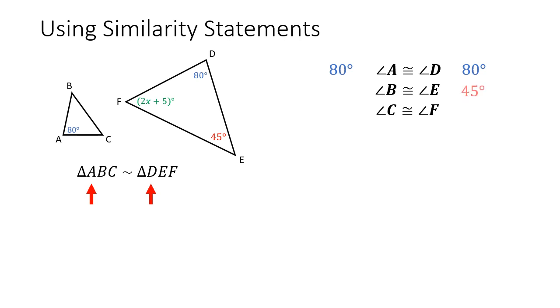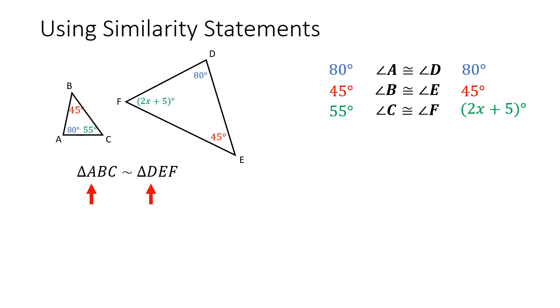So if E is 45 degrees, then angle B will also be 45 degrees. And then to find the other angles, angle C and angle F, we know angle F is given to us as 2x plus 5. But remember, in a triangle, of course, the angles add up to 180 degrees. So if we take the 80 and the 45 and add them together, then we can find angle C, which would be 55 degrees.